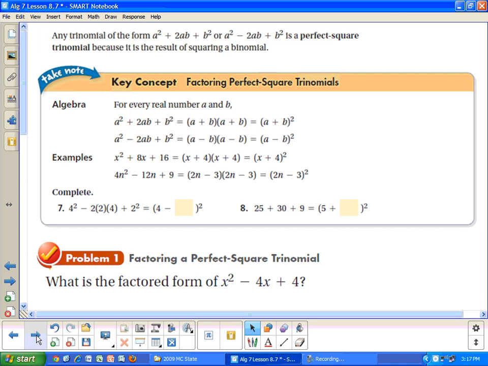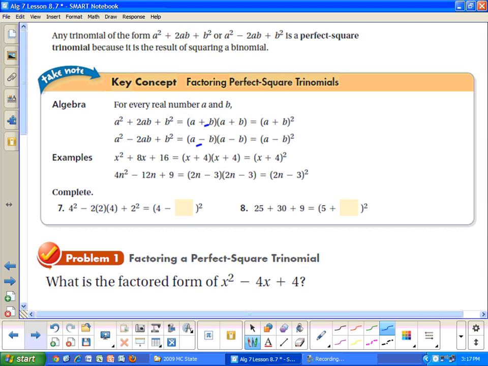All right, here's a key concept. You've seen these already. These are some shortcuts we use for multiplying binomials together. Some special cases where we have a binomial squared, we end up with a perfect square trinomial, either with plus or minus in it.